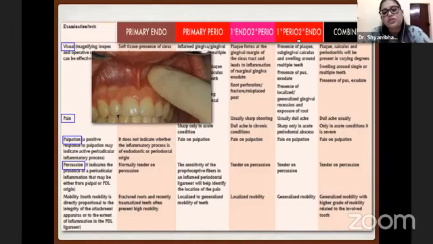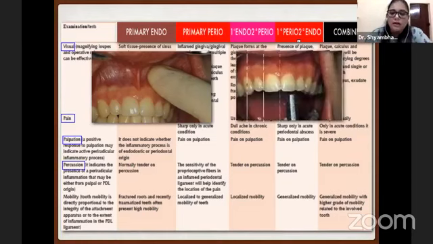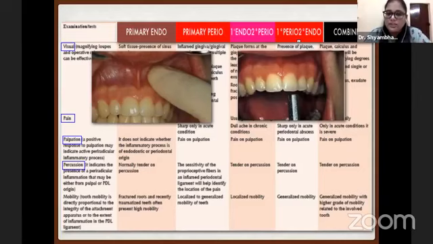In all the other lesions also, tenderness on percussion will be seen depending upon the varying degrees of disease progress. Now, this is how tenderness to percussion can be checked, and if the patient perceives pain upon being hit by the blunt end of a hand instrument, then you can understand that there is tenderness on percussion.